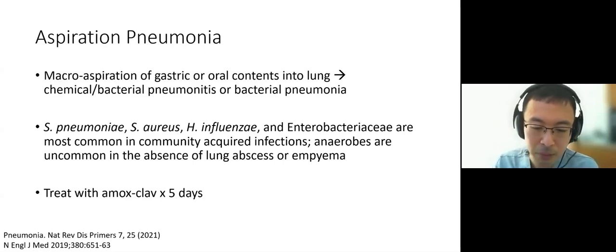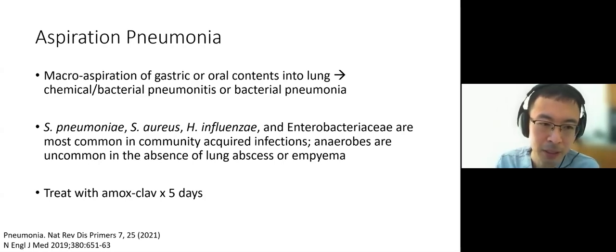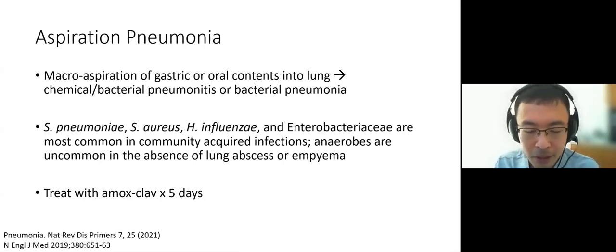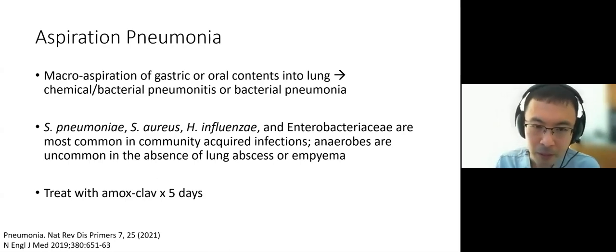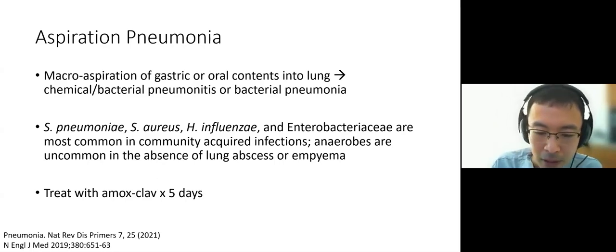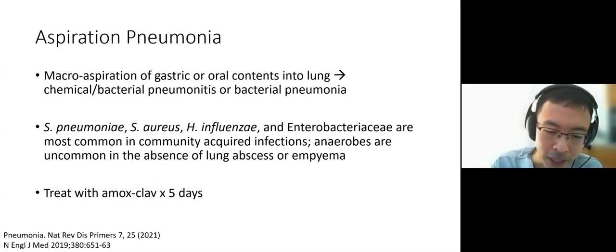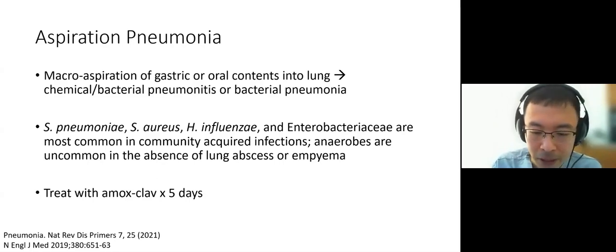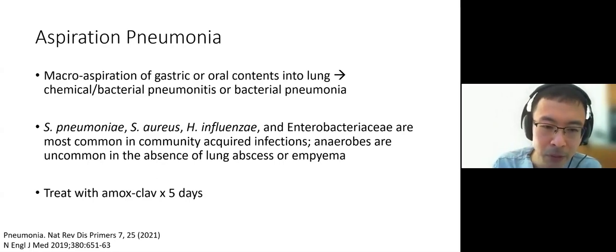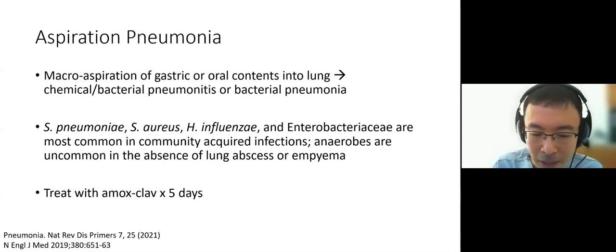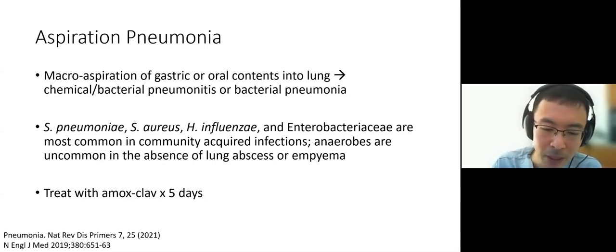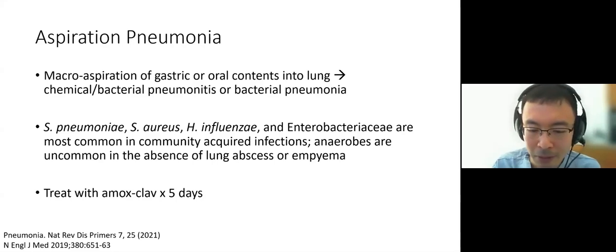A pneumonitis can present with respiratory distress, hypoxemia, cough, fever, just like pneumonia. But the difference is pneumonitis tends to resolve quickly within 1 to 2 days, while bacterial pneumonia can take a few days to develop and will get progressively worse. Historically, people thought of anaerobes with aspiration pneumonia, but that is mostly true for people who've developed a lung abscess or empyema. So nowadays, anaerobes don't play much of a role in acute aspiration pneumonia.